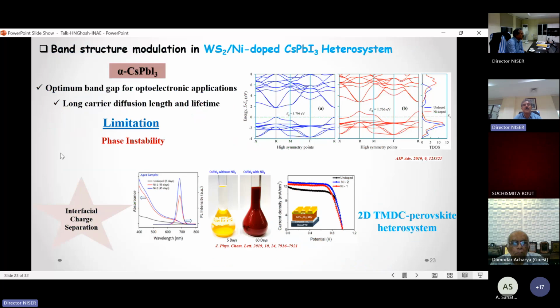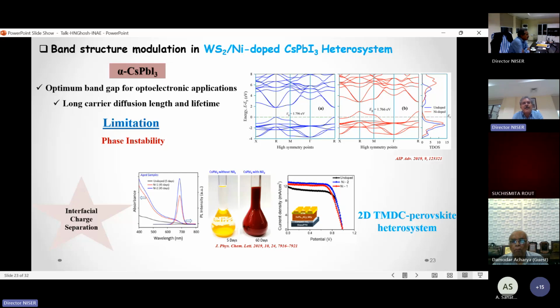So for the next problem, I'll be talking about the band structure modulation of another TMDC material and nickel doped cesium lead iodide. Cesium lead iodide, everybody talks about the perovskite system, and as the iodide band gap is much smaller, this can be used as a solar device material. But the problem is that cesium lead iodide stability is very poor.